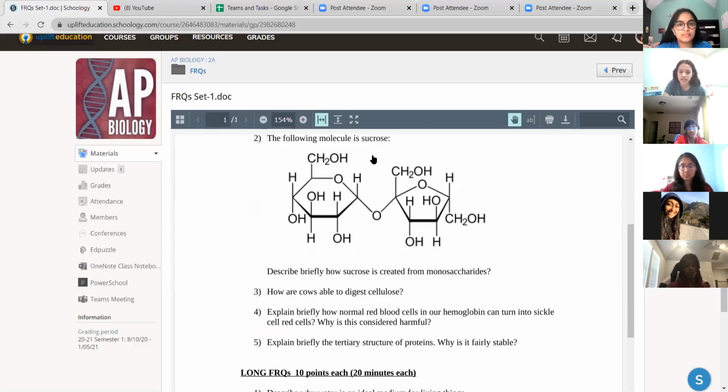Okay, so for the next one, it says the following molecule is sucrose, and we're talking about, so sucrose is a polysaccharide, and it's basically asking how this is created from monosaccharides. So it's kind of what we discussed before with the glycosidic linkages. And so here we have sucrose, and okay, can somebody tell me, how do we tell if this is a dehydration synthesis or a hydrolysis, just by looking at it? I'm not completely sure.